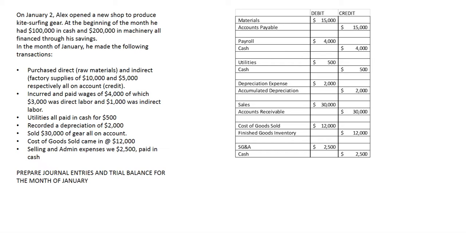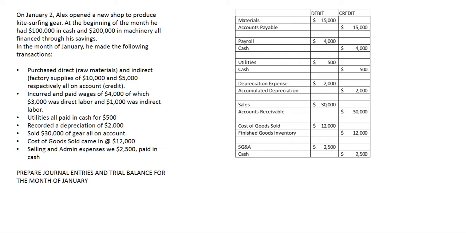And in the very first month, in the month of January, he made the following transactions. He purchased materials, some direct, some indirect, for $1,000 and $5,000 respectively. And he did it with credit on account. Incurred wages that are $4,000, $3,000 of which is direct labor and $1,000 is indirect labor, and we are going to see why we need to differentiate between direct and indirect labor in a second.